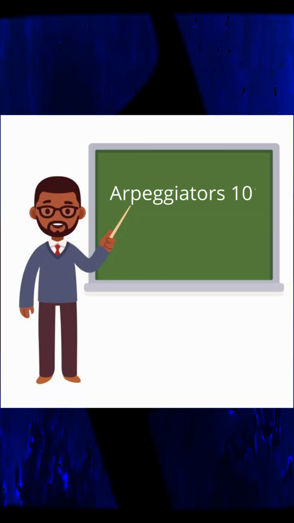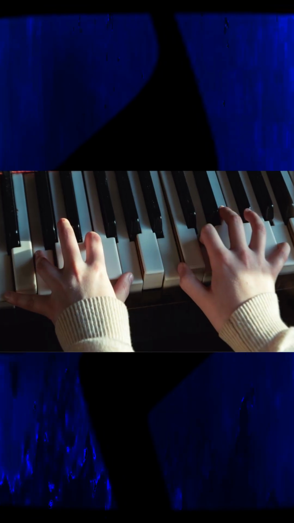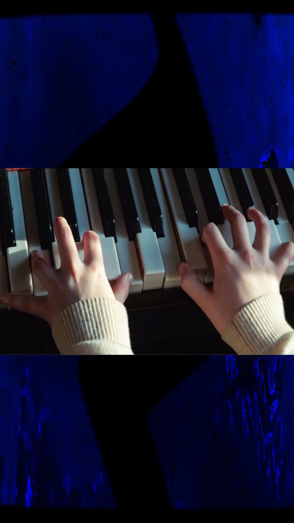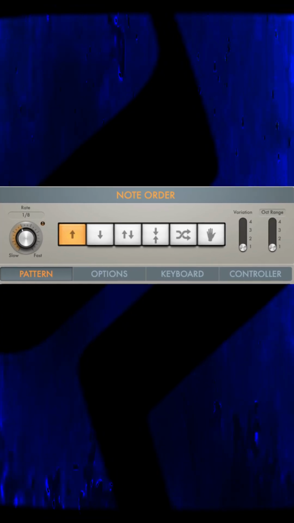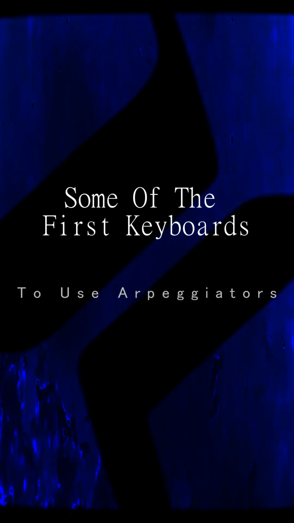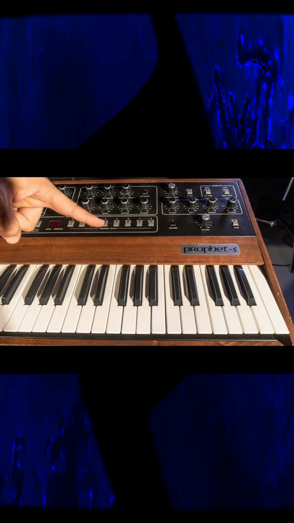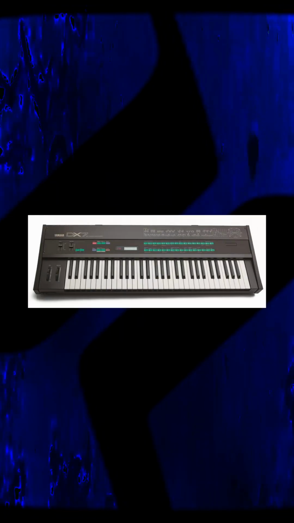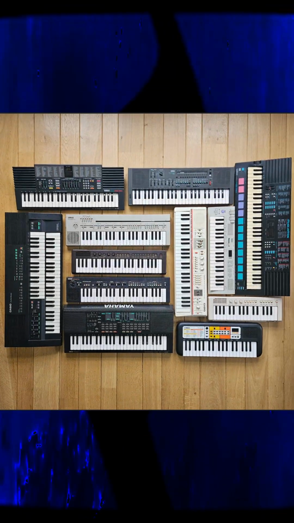First, let's get a brief history of the arpeggiator. Arpeggiators, also known as ARPs, were first used in the late 60s and early 70s. It is done by playing the chords back in a staccato type of way. They can be played upward, downward, and randomized. Some of the first keyboards to use ARPs were the Jupiter 4, the Prophet 5, and later the Juno 60 and the Yamaha DX7. Today, arpeggiators are part of virtually every keyboard and DAW available.